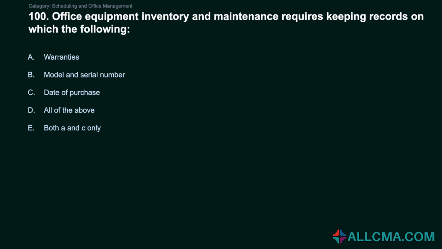100. Office equipment inventory and maintenance requires keeping records on which of the following: A. Warranties. B. Model and serial number. C. Date of purchase. D. All of the above. E. Both A and C only. Correct answer: D. All of the above.